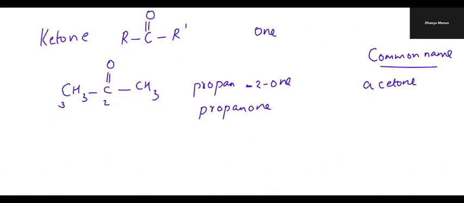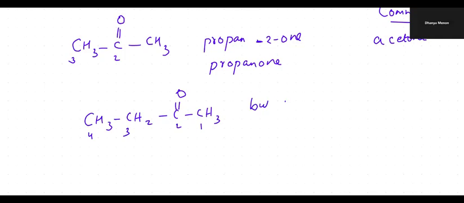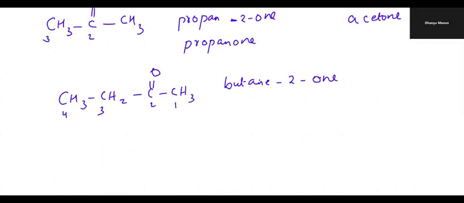Then I have the second member. I just have to increase 1 more carbon atom. That's it. So 1, 2, 3, 4, so butane, 2-one. Sorry, not -ol, it's -one. And this O and E are coming near each other, so I'm removing this E.